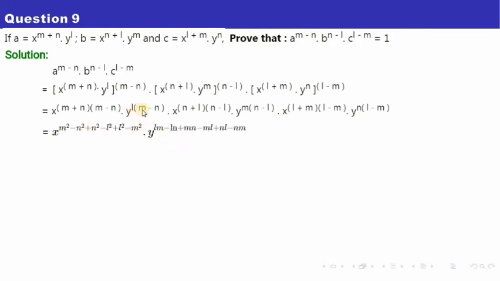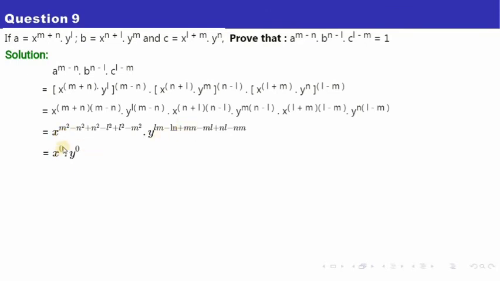So for example lm minus ln, here mn minus ml, here it is nl minus nm. Here you see that ln and nl both mean the same, so they will get cancelled. Similarly mn and nm get cancelled, and ml and lm get cancelled. Here also n square, l square, m square get cancelled. So here we see that it is x to the power 0, and this is y to the power 0.